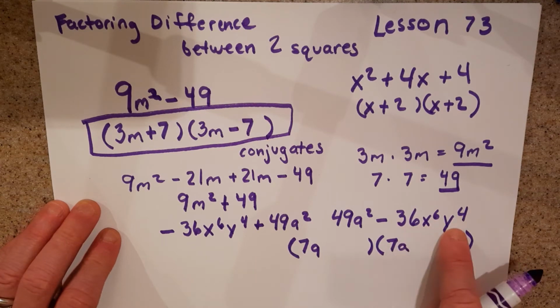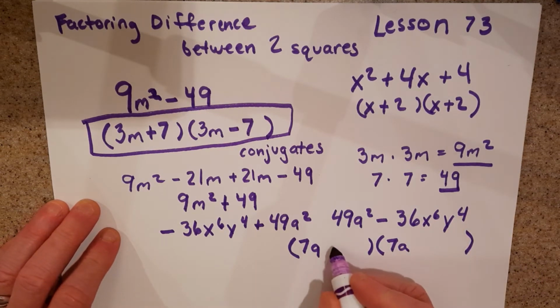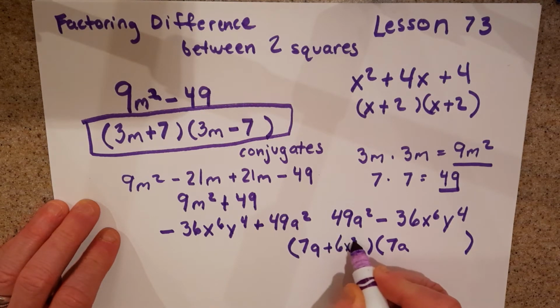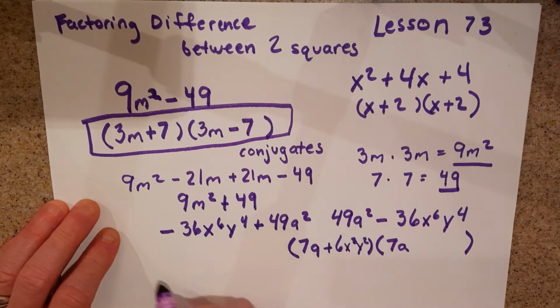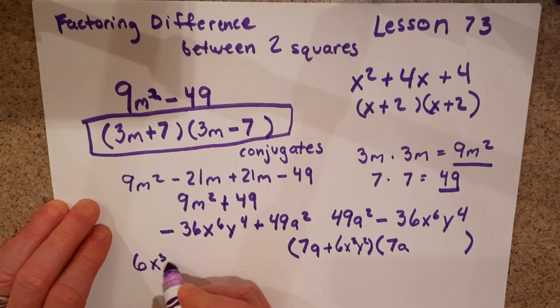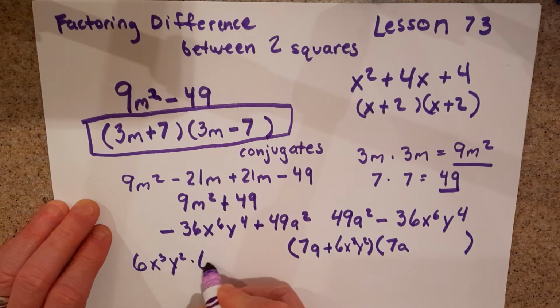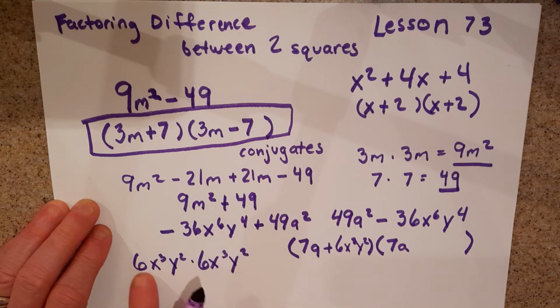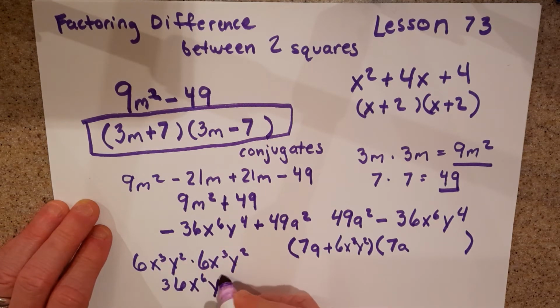The square root of that would be, we're going to add it on this side, 6x to the third y squared. Because 6x to the third y squared times 6x to the third y squared, we get 36, 6 times the 6. x cubed times x cubed equals x to the sixth because we add the exponents. y squared times y squared equals y to the fourth.